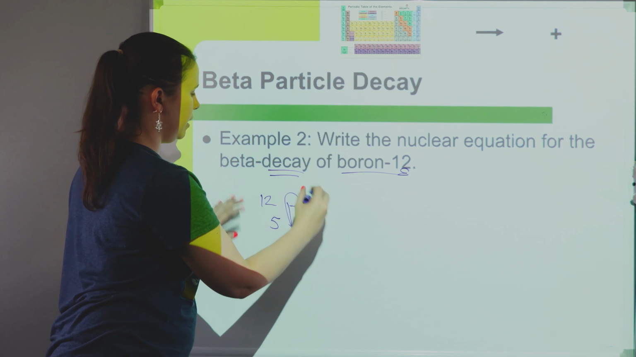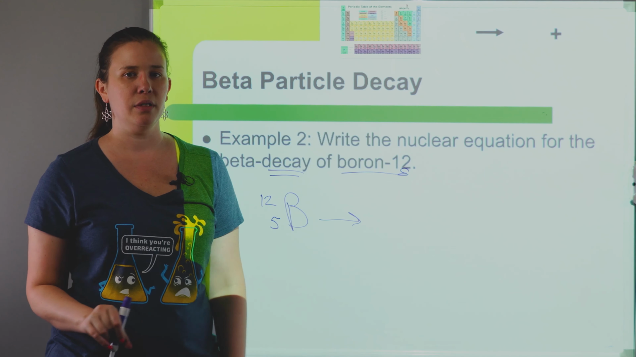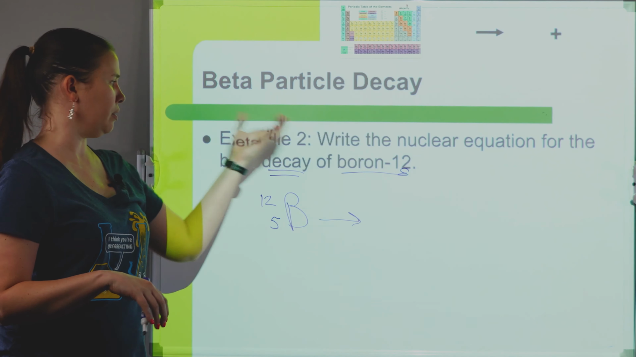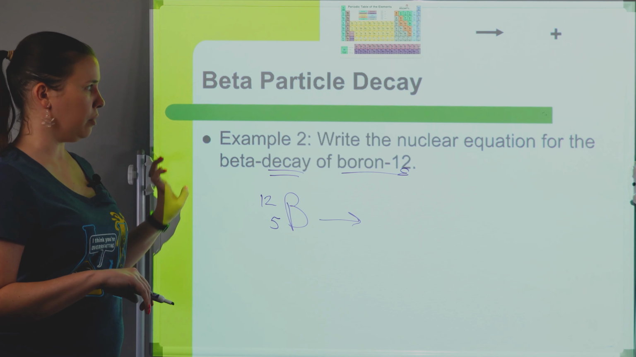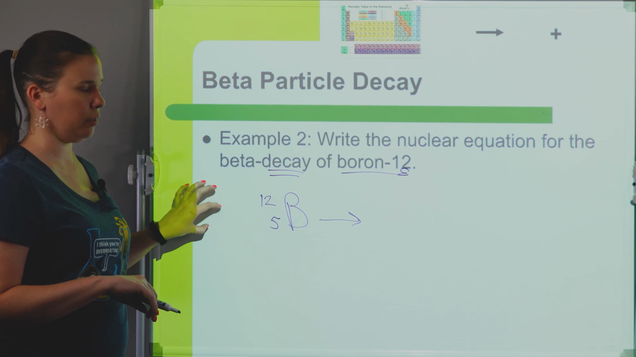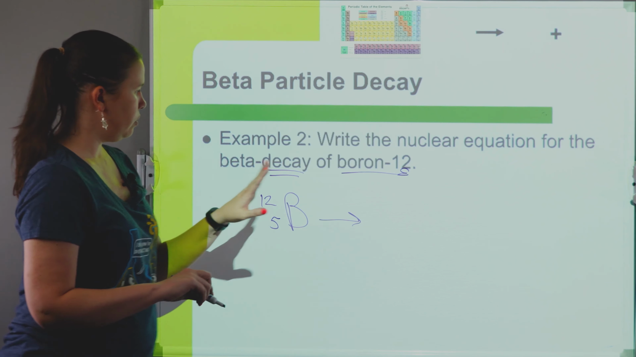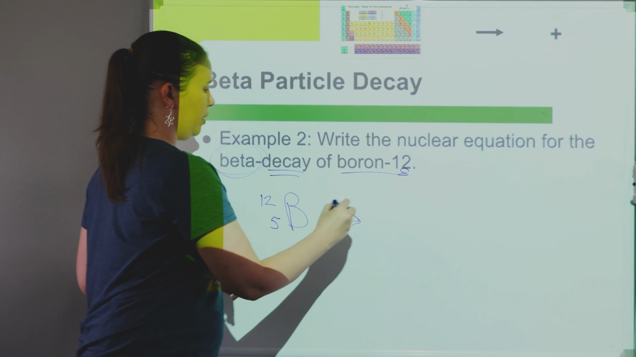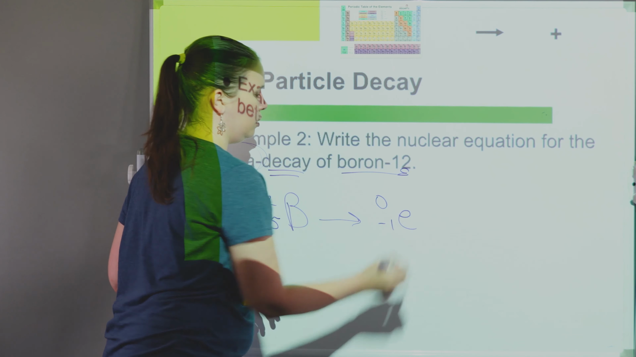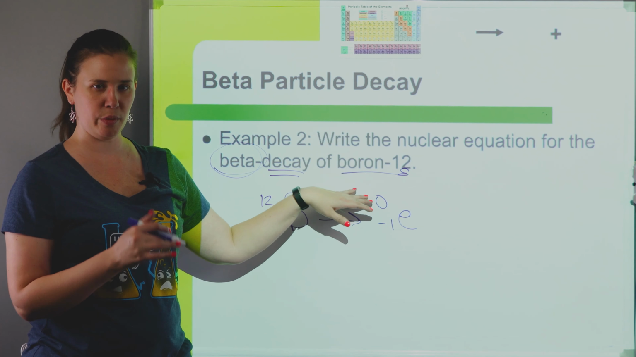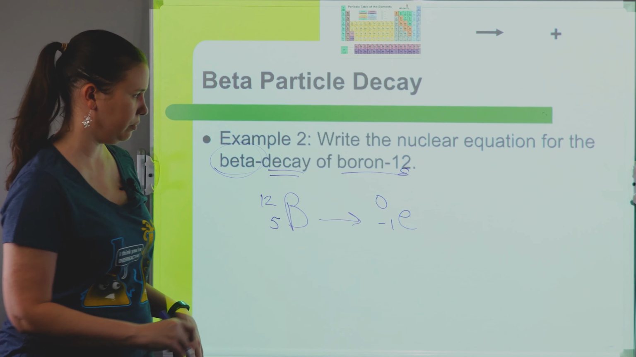It's beta decay, meaning the beta particle will be on the product side. By the way, the word bombardment would mean that that particle is on the reactant side. So if I said I had beta bombardment of boron, then I would have the beta particle on the reactant side. But because it's decay, it's on the product side. So what is this beta particle anyway? The symbol was 0 and -1 for the electron, showing a mass of about 0 and kind of an anti-proton, so a -1 over here.